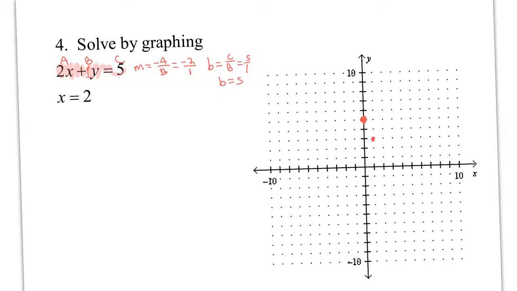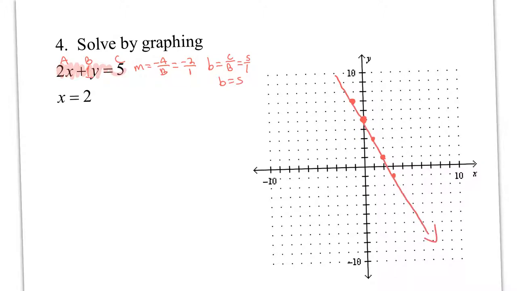And then you just keep going. 1, 2, 1 to the right, and you make another point. You can also go the other way. You can go up 2 and 1 to the left, and you connect the points. Now, you guys will do the next one.